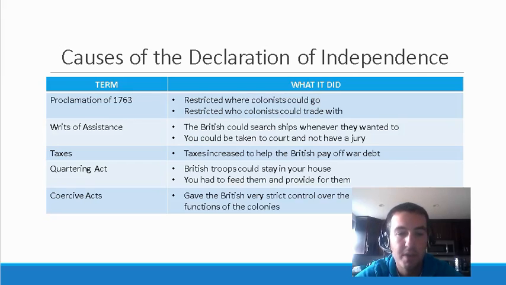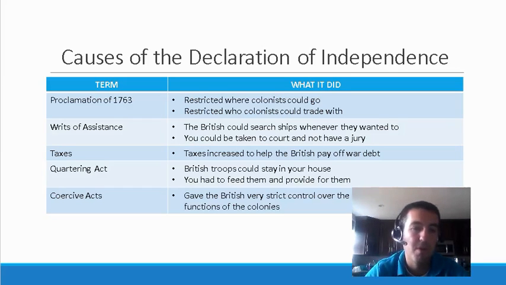The last thing is Coercive Acts. It gave the British very strict control over the social and economic functions of the colonies. Basically, in summary, these acts made it so the British could basically kind of do whatever they wanted, especially to the city of Boston. They could close down things, they could arrest people for essentially no reason. It gave British people living in the colonies a whole lot of freedom to do whatever they wanted. But that's just a very brief summary of it.